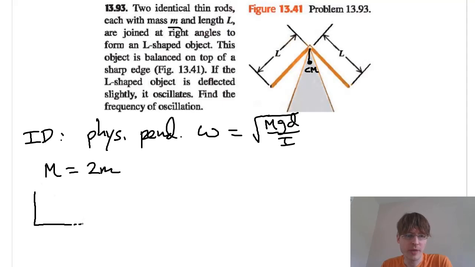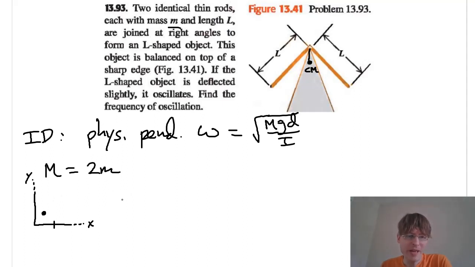So this is the x-axis. This is the y-axis. I need to figure out where exactly the center of mass point is. It's not going to be at x equals L over 2. This rod alone has its center of mass at L over 2. But when you consider the other mass, it shifts the center of mass closer to the corner. So now, reviewing how to calculate center of mass.